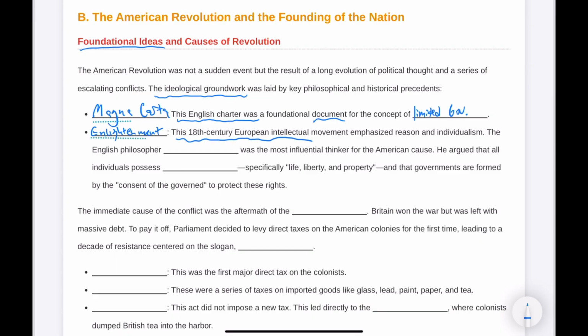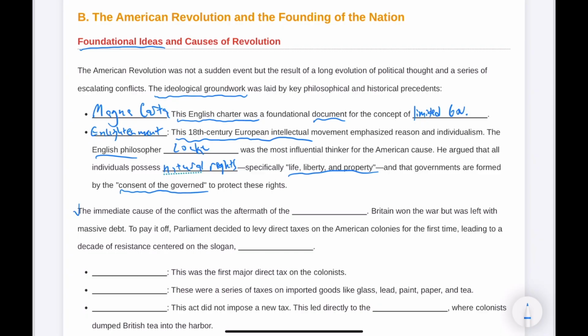All right, and it came from the philosopher John Locke, who was a really influential thinker of the time. He argued that all individuals possess blank. Do you remember what this is? The life, liberty, and property. These are what he called natural rights. Natural rights. All right, and that the government is formed by consent of the governed.